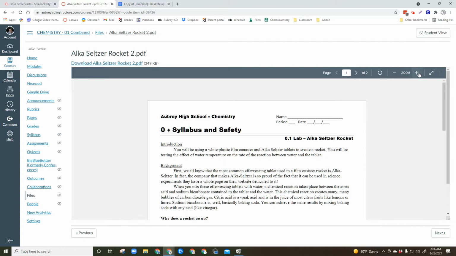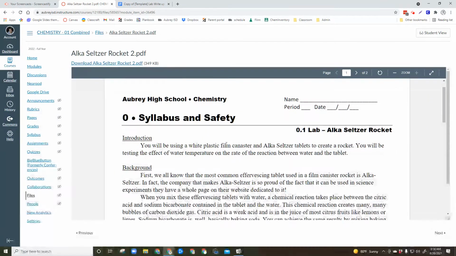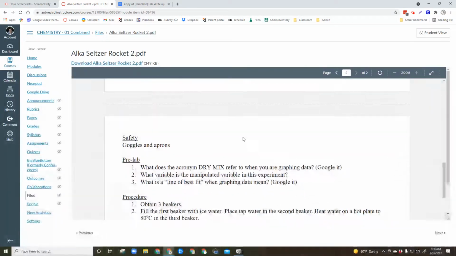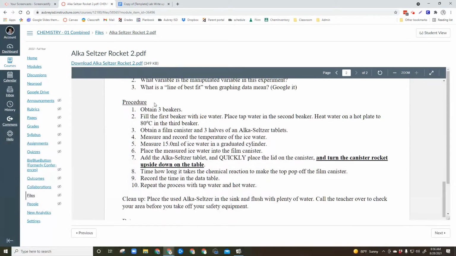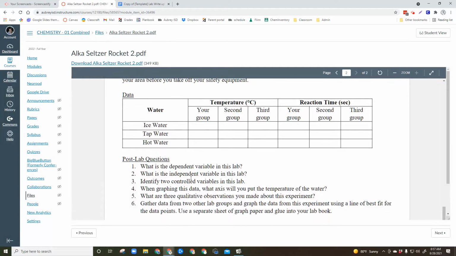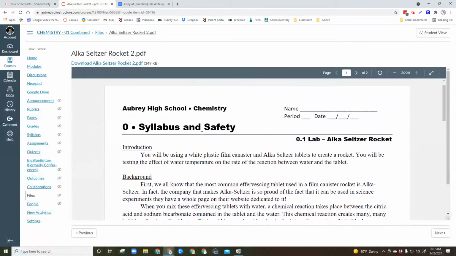Okay, and I'm going to zoom in on this as well. All right, so every lab that we do has a handout. It tells a little bit about the lab, the background, the purpose of the lab. It lists the materials, safety, if we have any pre-lab questions. It'll give you the procedure, and then it'll give you any data tables that you need, the post-lab questions. Okay, so this is the handout.